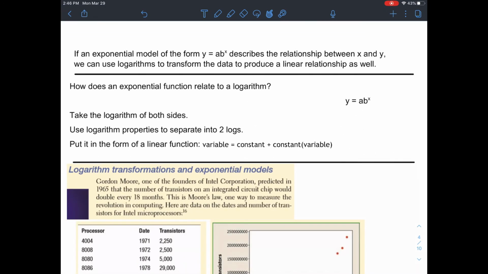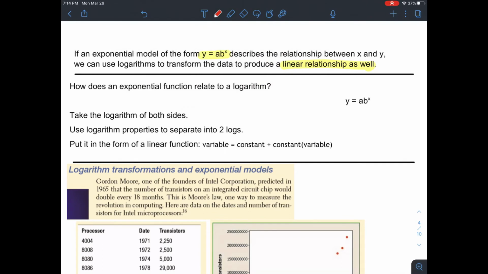Okay, let's take a look at an exponential model here real quick. Here's the form for exponential models right here. If that describes the relationship between x and y, then we can use logarithms to transform the data set again into a linear relationship. Once again, sometimes the scatter plot, rather than being a power model, can be an exponential model. Again, this is difficult for you to tell by just looking at the scatter plot, but if it is exponential, we can transform the data by turning it into a linear relationship. I'm just going to show you sort of how this works here.